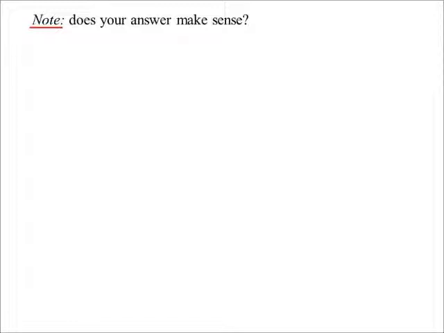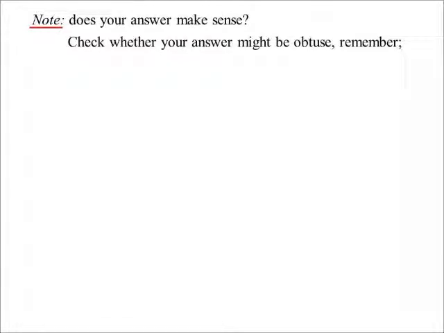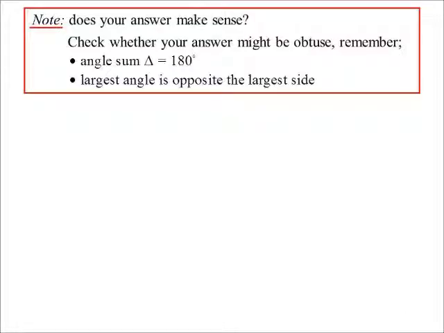But does it make sense? The sorts of things you should be looking for: could it possibly be obtuse? Remember, the angle sum of a triangle has to be 180. So that last one made sense, because if I made it obtuse, the angle sum would go over 180. But always remember, the largest angle is always opposite the largest side. Also, the smallest angle is opposite the smallest side, and the middle-sized angle is opposite the middle-sized side. So that's a way of checking whether it makes sense.